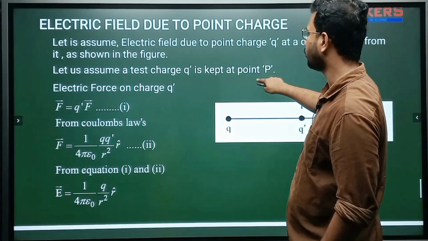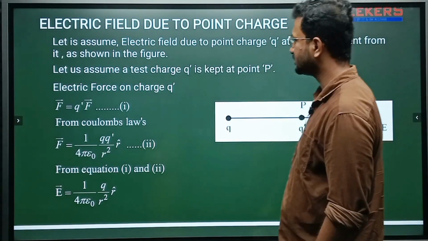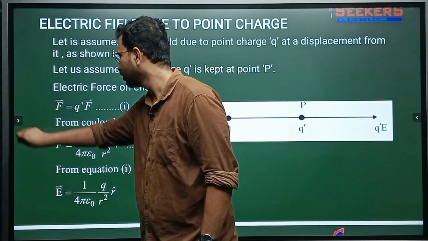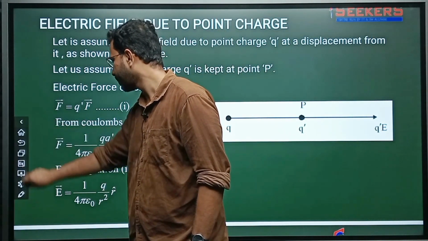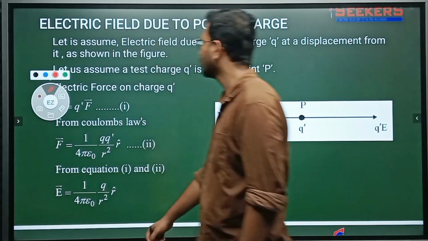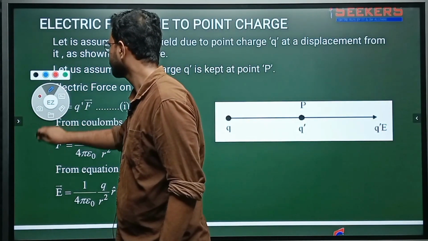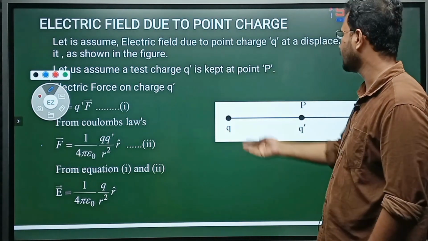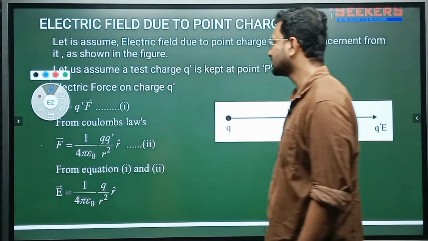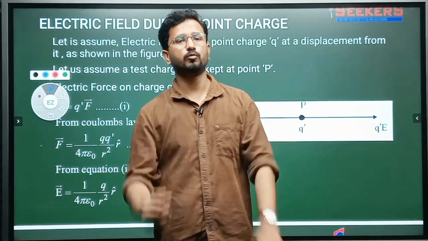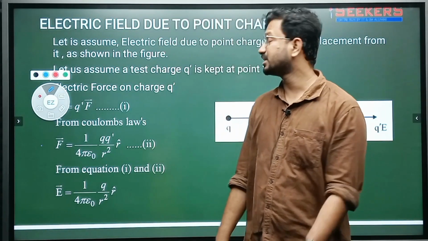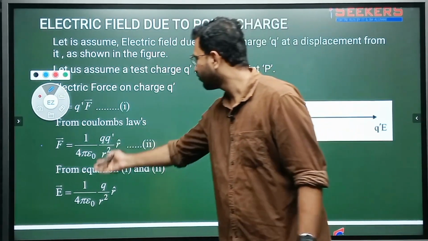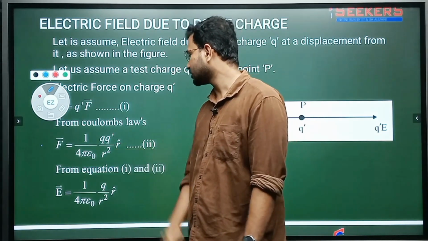Electric field due to a point charge. Just now we discussed electric field intensity due to a point charge. Let's assume there is a charged particle Q. If you keep another charged particle Q1, or Q dash, or Q2, it will experience a force of 1 by 4 pi epsilon naught Q dash by R square.